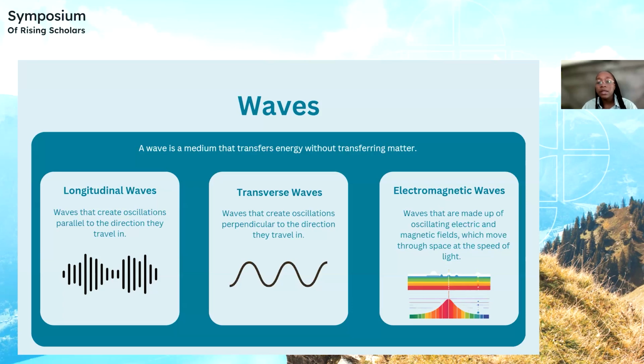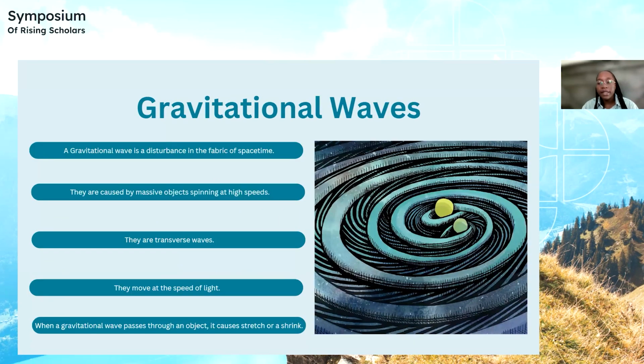They encompass a broad spectrum known as the electromagnetic spectrum. Microwaves, visible light, and X-rays are a part of this spectrum. Finally, after learning all of that, we can now understand that a gravitational wave is a disturbance in the fabric of space-time. They are caused by massive objects spinning at high speeds.